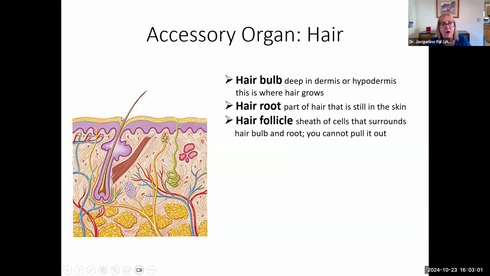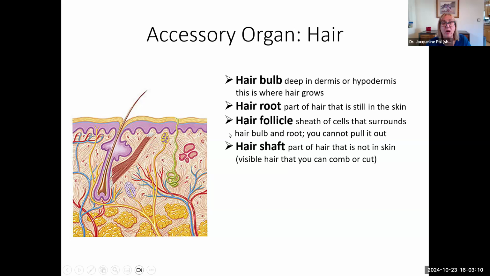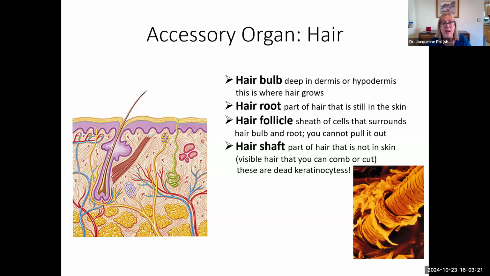Now, the part of the hair that you can see, the part that you can cut, the part that you can shave, that is the hair shaft. It's the visible part of the hair. It is not in your epidermis or your dermis or your hypodermis. And then if we look at the hair shaft under an electron microscope, you can see that it is all dead keratinocytes. Yep, that's all it is. And when you're putting conditioner on your hair, all you're doing is smoothing this stuff back down.